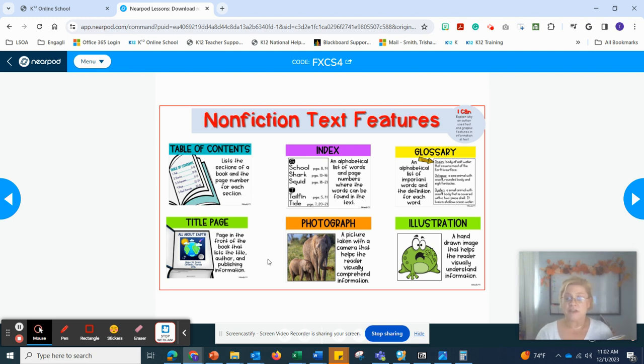Some other text features: photograph. We've talked about with a lot of nonfiction text, you will find photographs instead of illustrations because nonfiction means it's real. So you want to have a photograph instead of an illustration.